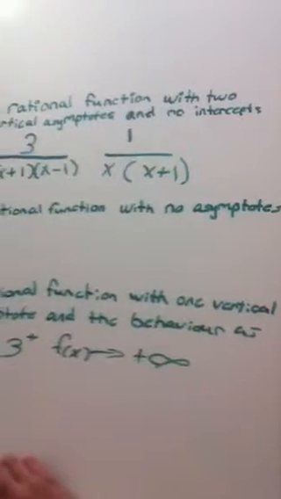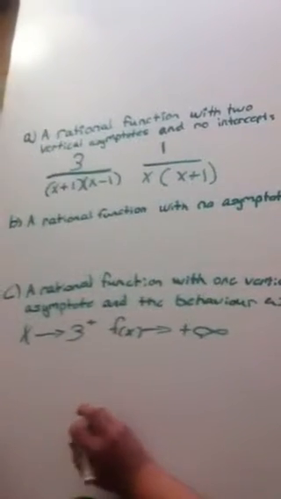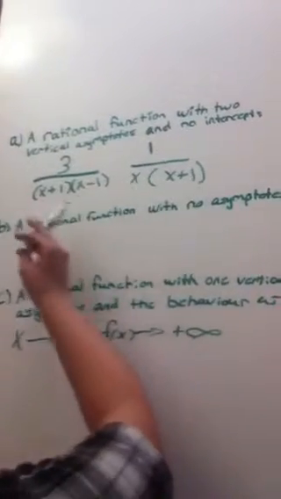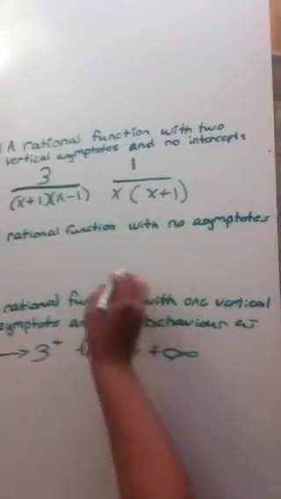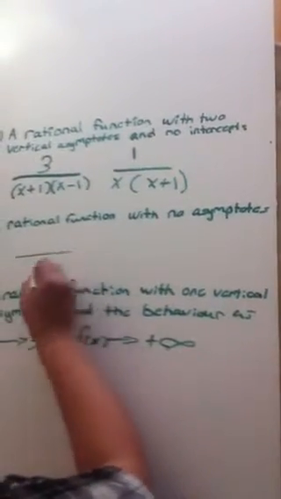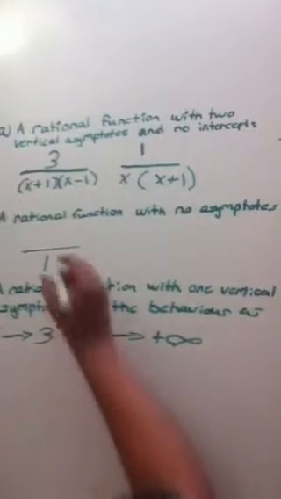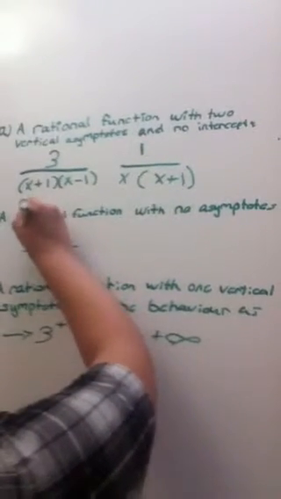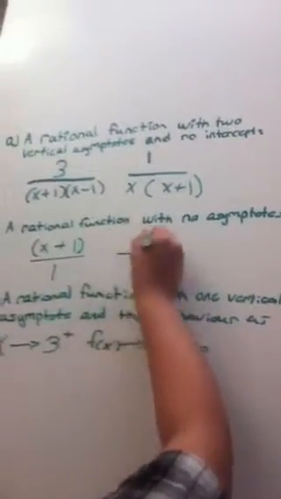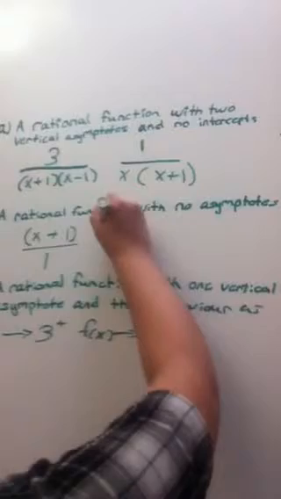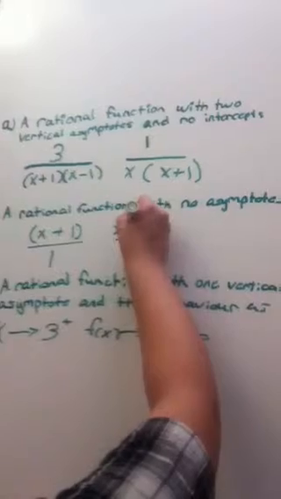Next, there has to be a rational function with no asymptotes. So to do that, before, the bottom has to be equal to 0 for there to be an asymptote. So for there to be no asymptotes, you could put a whole number, such as 1, on the bottom, and then, since there's no information relevant to the top, there could be anything on the top, really. So as long as the bottom can't equal 0, anything satisfies this.